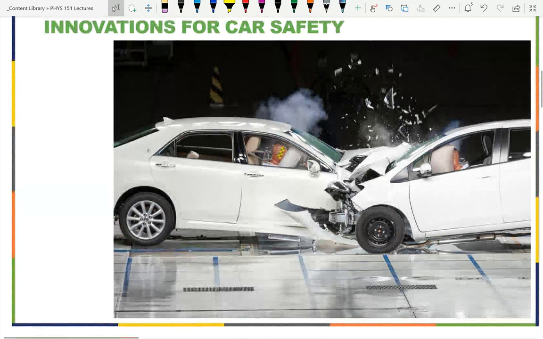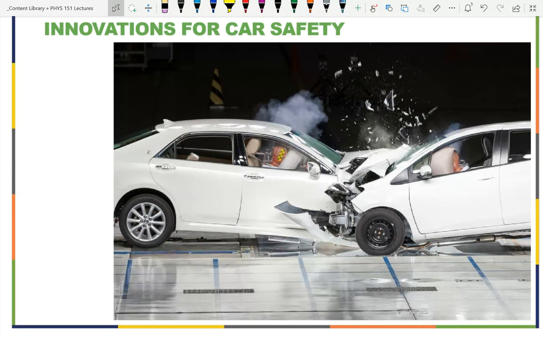For NASCAR drivers, are their seatbelts and safety equipment different from normal cars? Oh, yes. Especially after Dale Earnhardt Sr. died on the last lap of the Daytona 500. They have a 5-point harness, and obviously a helmet. Depending on the racing series, a lot of the helmets are held in place so that your head can't go forward or sideways.